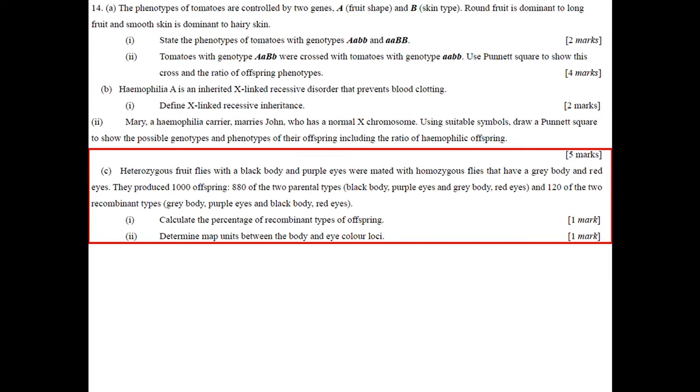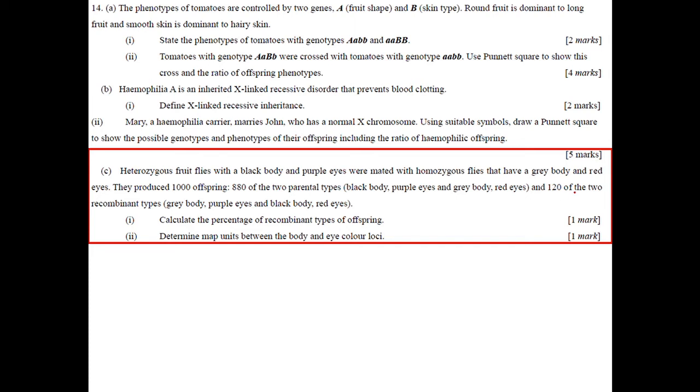Okay. So sini heterozygous fruit flies with a black body and purple eyes were mated with homozygous flies that have a grey body and red eyes. Okay, so they produce 1000 offspring. Okay, so ni dia bagilah jumlah semua ni. Lepas tu dia suruh calculate the percentage of recombinant types of offspring. So yang ni dia sudah terang-terang bagi tahu. Okay, dia mau percentage of recombinant type. Ni tak payah pusing-pusing fikir. Okay, dia sudah bagi tahu.